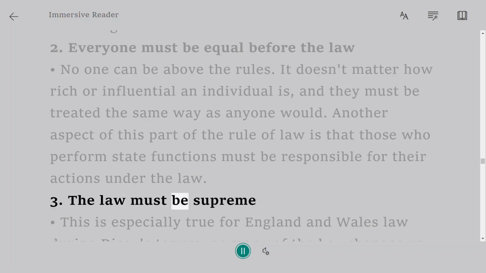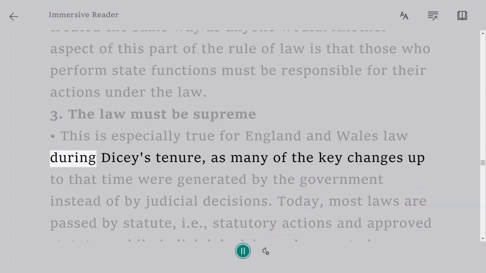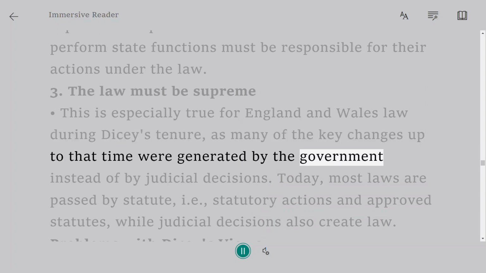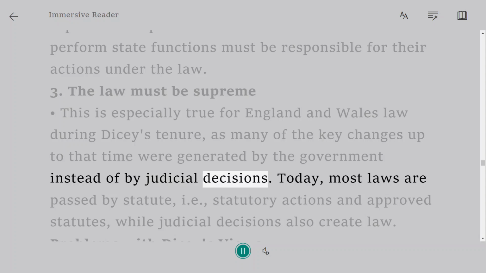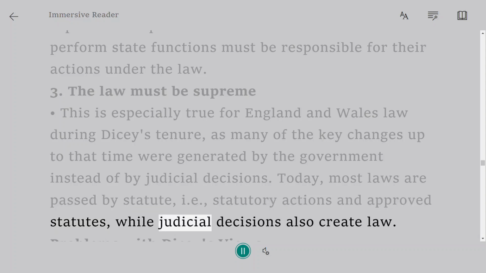3. The law must be supreme. This is especially true for England and Wales law during Dicey's tenure, as many of the key changes up to that time were generated by the government instead of by judicial decisions. Today, most laws are passed by statute, i.e., statutory actions and approved statutes, while judicial decisions also create law.